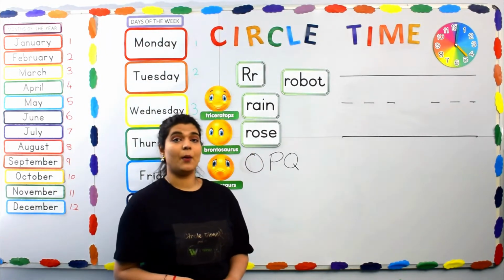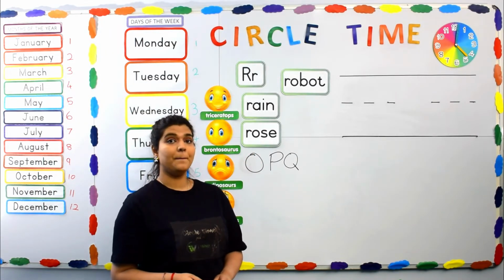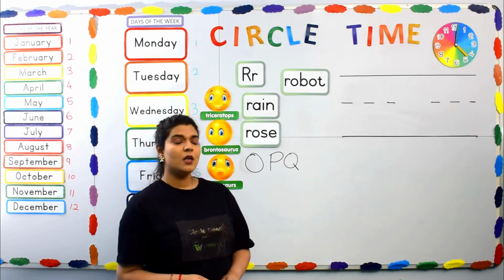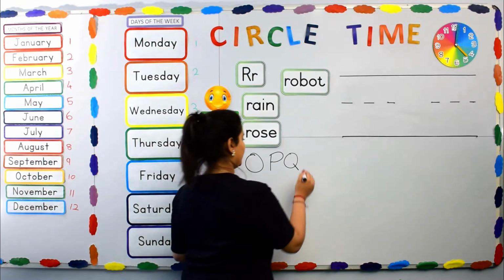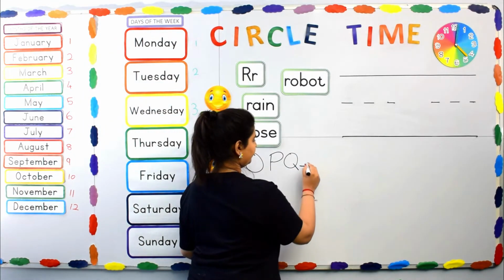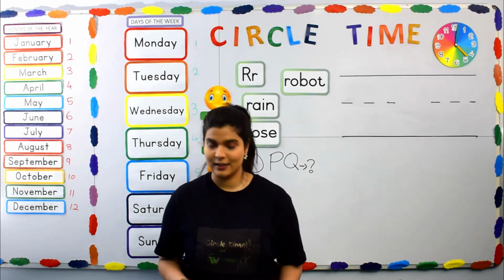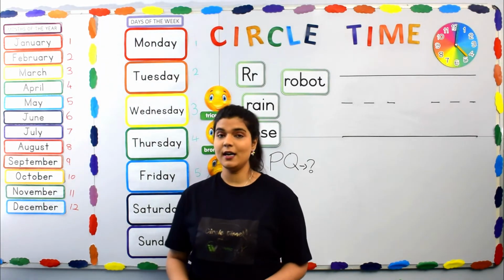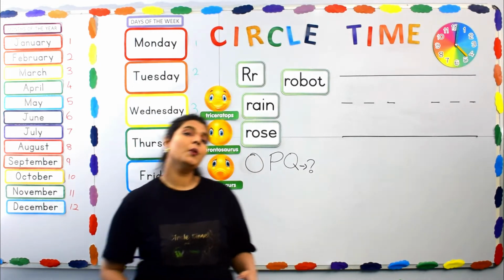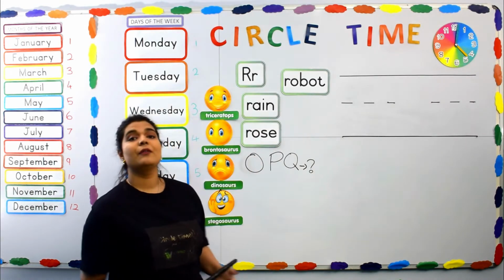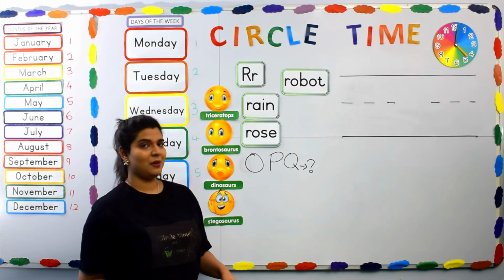P makes the sound P. Q makes the sound qua, qua. So what comes after Q? That is going to be the next letter of the alphabet, which we are going to learn about. Can you look at the board and find your clues? Or maybe even the answer?